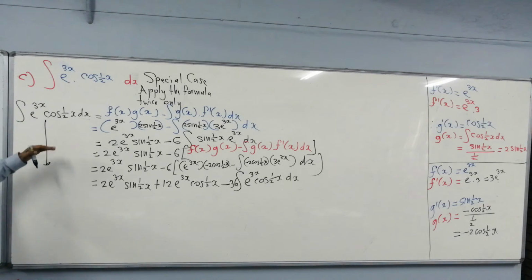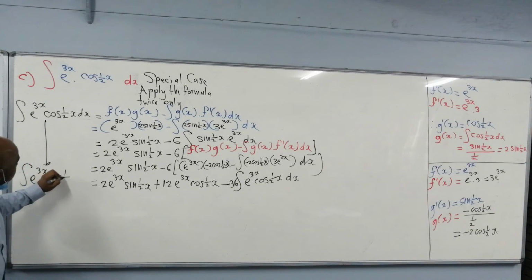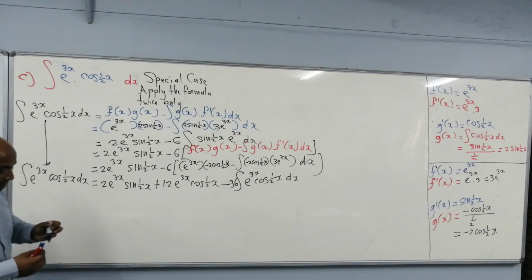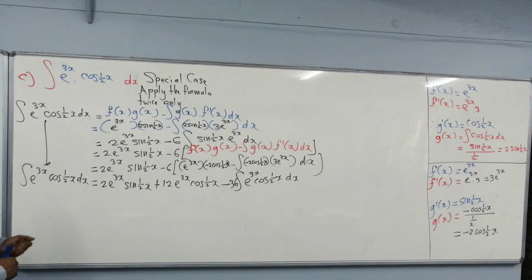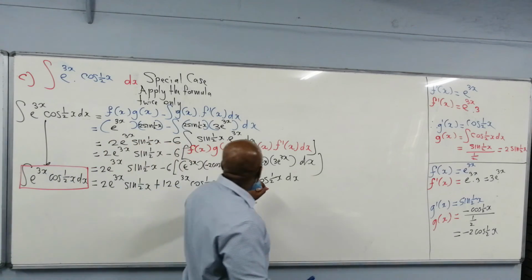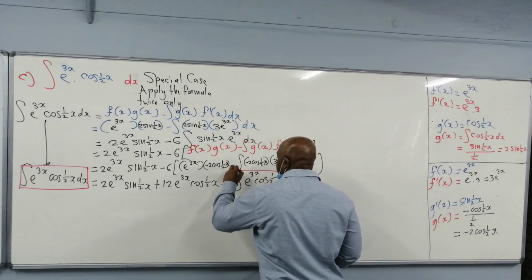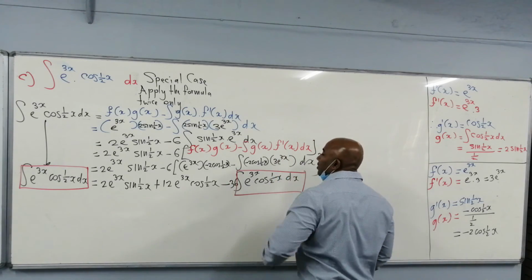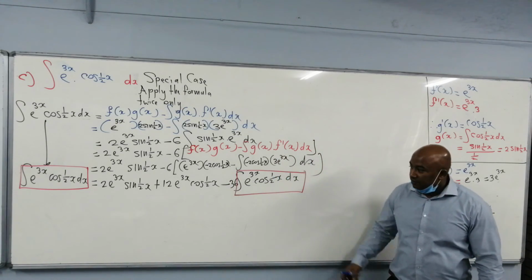So you can use an arrow, so you don't have to copy it down every time. That's the integral of e to the power 3x cos of half x dx. And now, what do you notice? Look at this part here. After applying the formula twice, we're back to the question now.